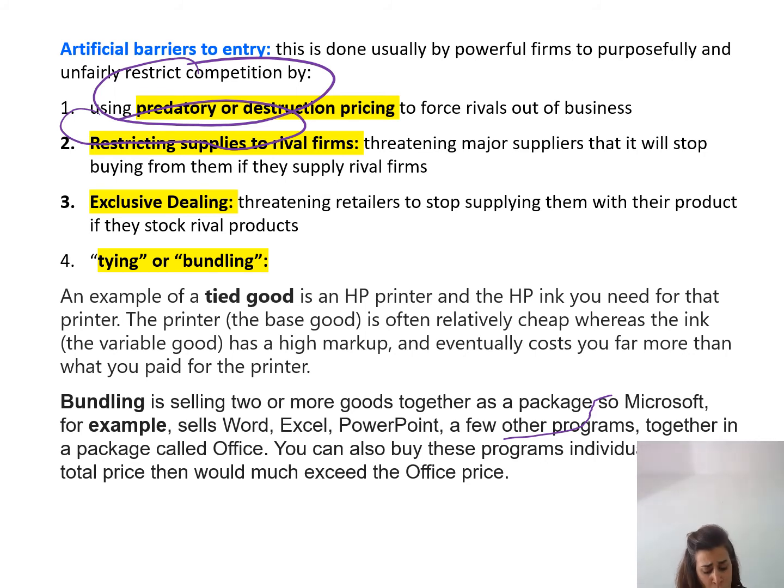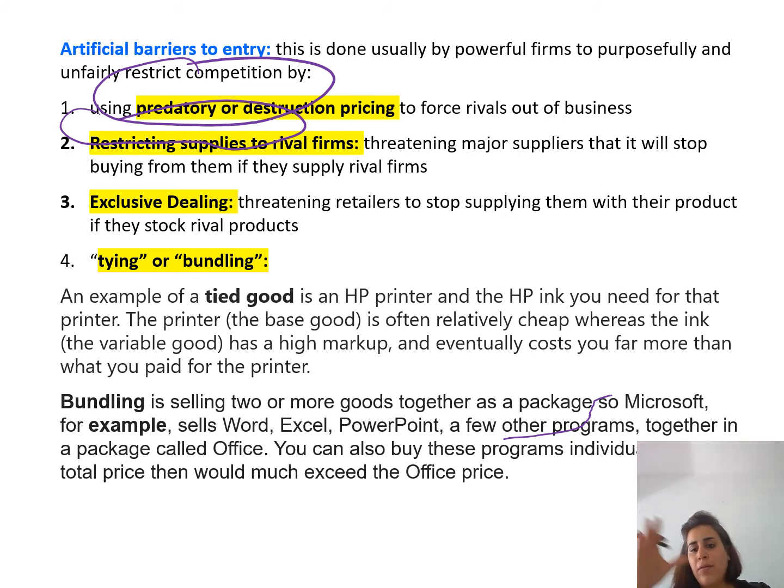Okay, the third one would be exclusive dealing. I threaten here not the suppliers, but the retailers, to stop supplying them with my product if they stock rival products. So, for example, if I am the monopoly that is producing, it prevents the retailers from stocking the producers from competing firms. They are forced by contract to purchase and sell only the product supplied by the monopoly. They cannot, as a retailer, sell from any other supplier but me. This is already found in the contract.